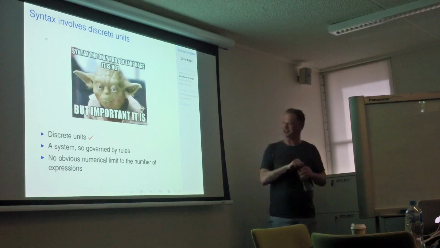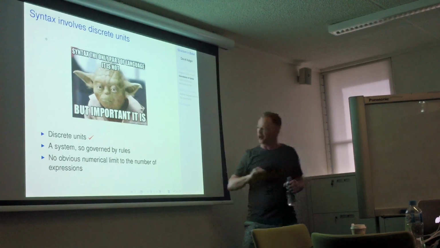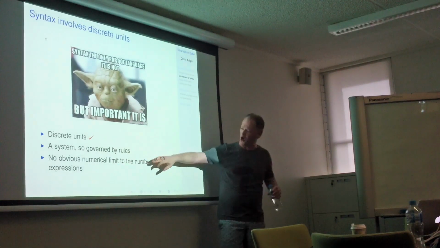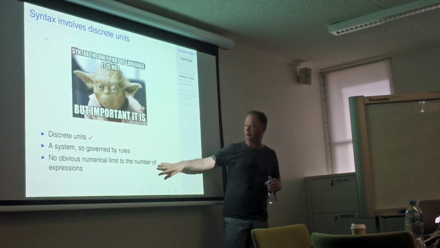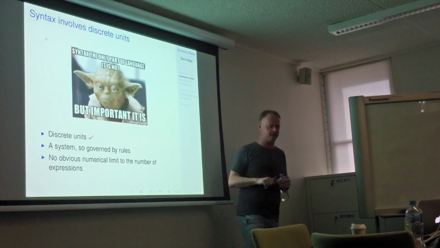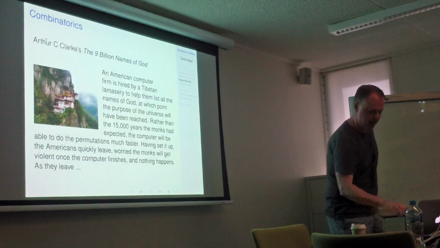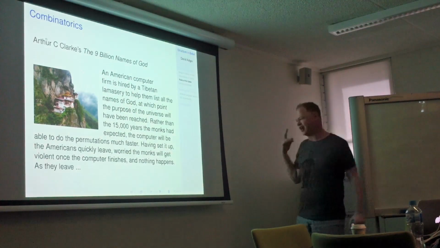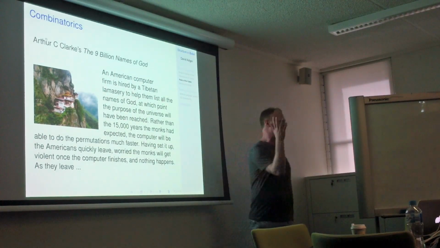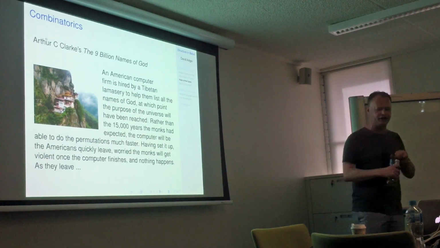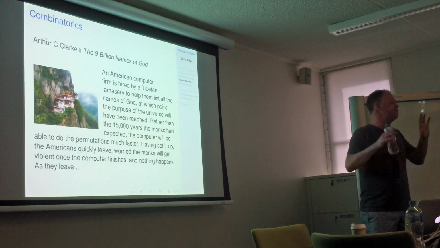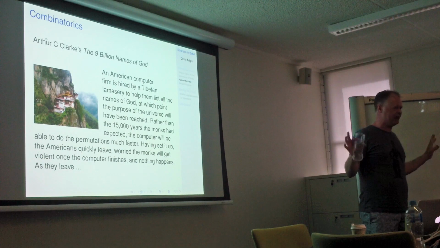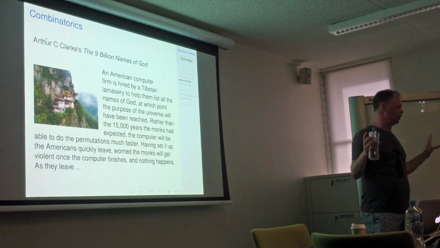Syntax, the only part of language that's not important. So we've got discrete units, and now I'm going to move on and talk about the fact that what we've got is a rule-governed system, and we'll then end up with the idea of infinity. Okay. So there's another short story. I'm going back to literature now, which is Arthur C. Clarke's The 9 Billion Names of God. It's basically the same story as Borges' Library, but kind of in a different way.